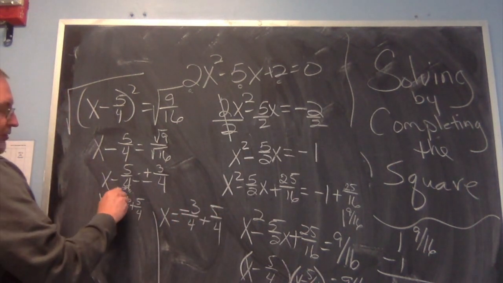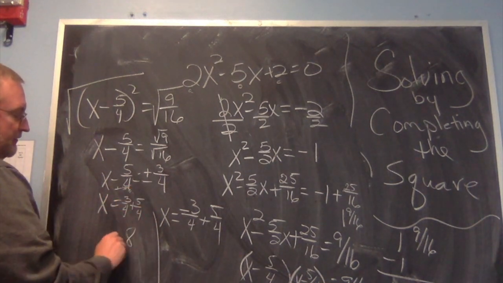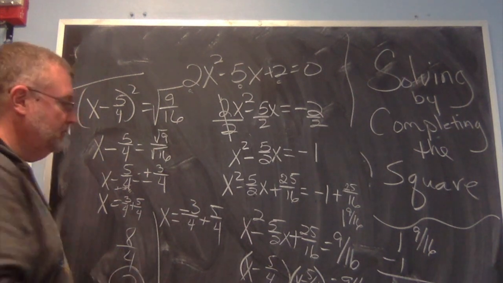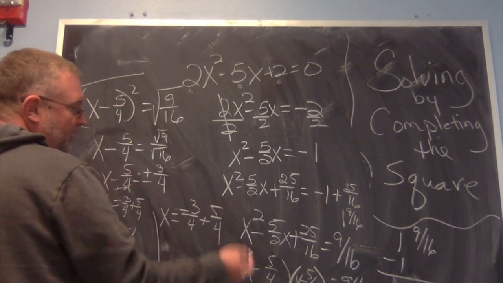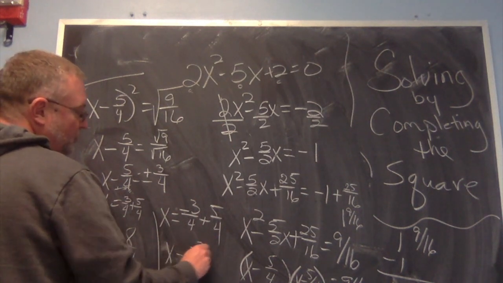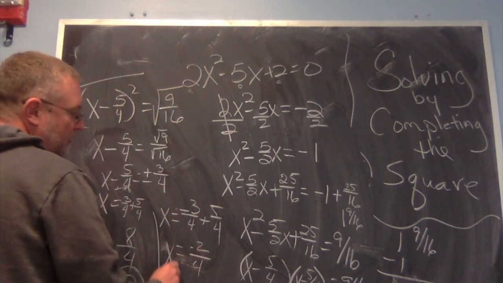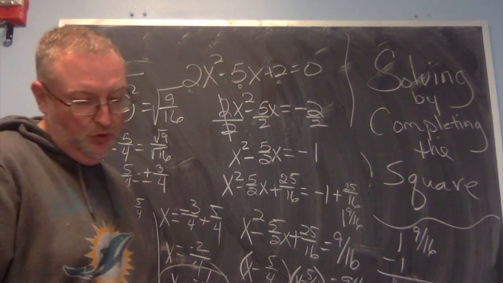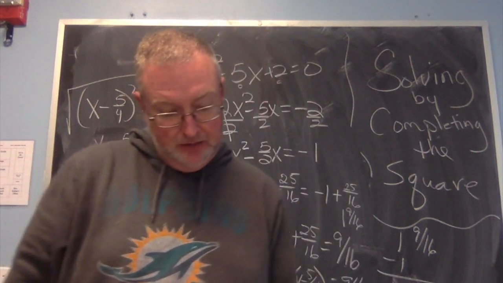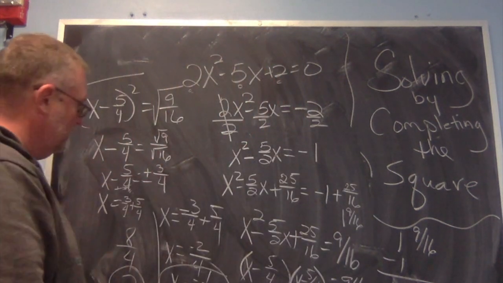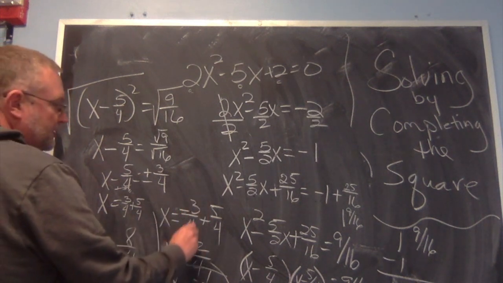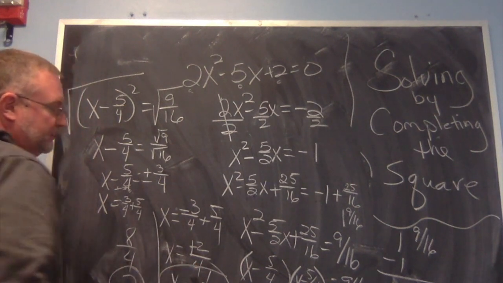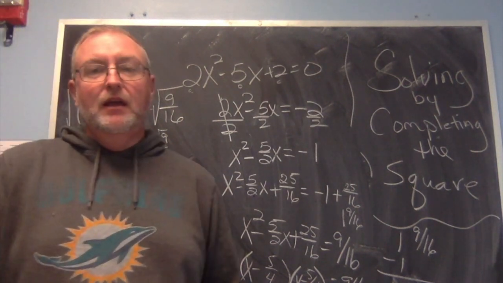3/4 plus 5/4 is 8/4. 8/4 is 2. There's one of my answers. Negative 3 and a positive 5 is negative 2 over 4, which is negative 1/2. There's my second answer. So 2 and negative 1/2 are your 2 answers. I'm sorry, this is positive. Negative 3 and a 5 is a positive 2. Sorry about that. So that's just 1/2, not a negative. I don't know why I put a negative there.